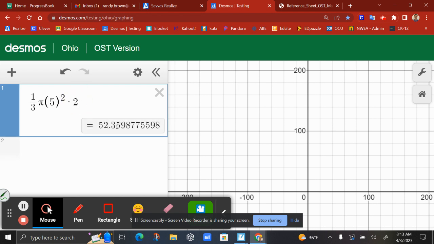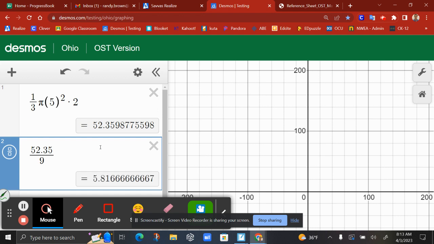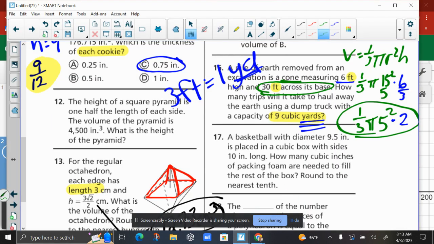So 52.35. And it said 9 cubic yards per truckload. So divide by 9 will tell us how many truckloads. So 5.8. And you can't have 0.8 of a truck, 80% of a truck. You gotta have the next number, so you gotta round up. The 8 tells us round the 5 up to 6. So our answer there is 6. So 6 truckloads.